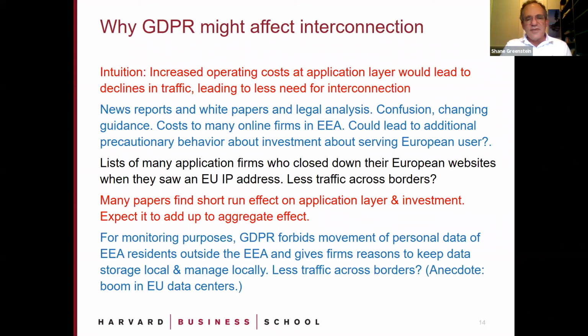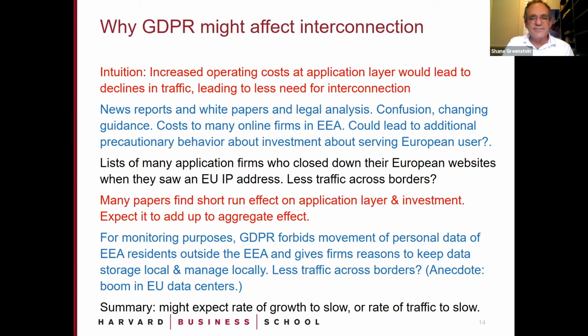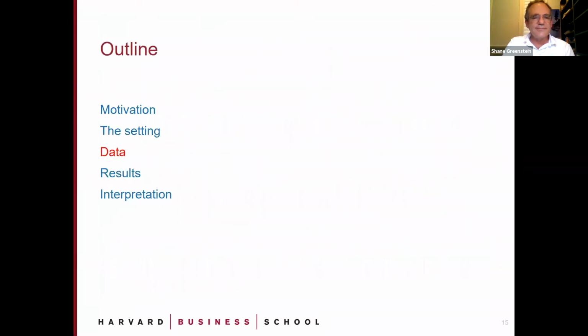And finally, as Martin Ivey was bringing up, there were lots of stories about not moving data across borders. And so we were expecting less traffic from that. I have to tell you also, I study data centers, and I have friends in the data center industry, and they were telling me there was this boom in data center growth in Europe in response to GDPR. That's an anecdote, right? But consistent with this. So that's why we were expecting something. Okay.